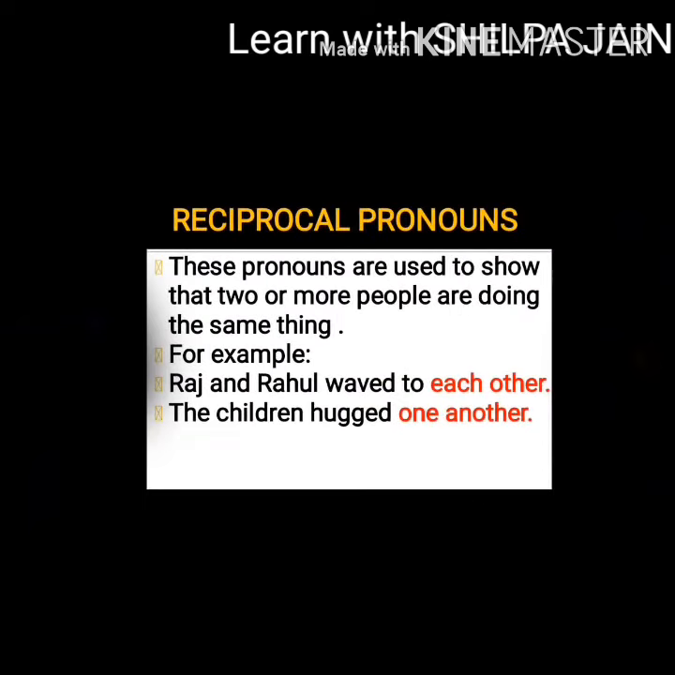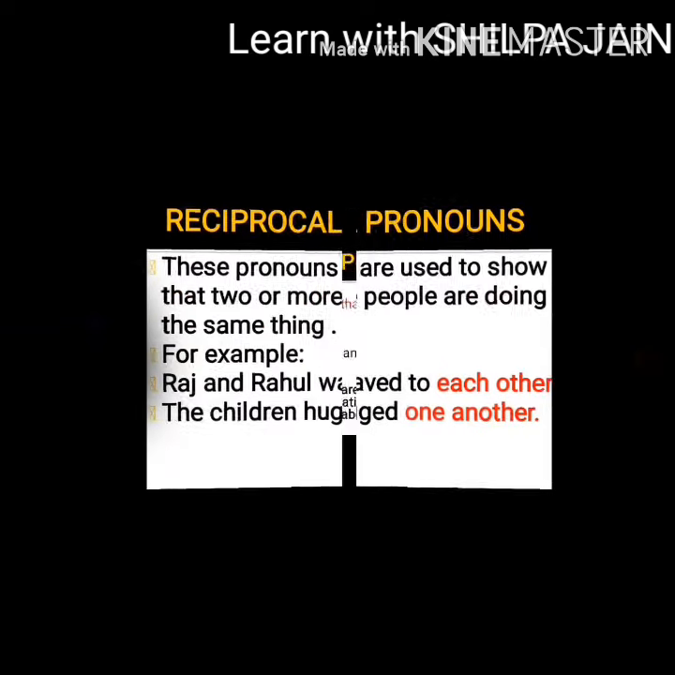Now see reciprocal pronouns. Reciprocal pronouns are those which are used to show that two or more people are doing the same thing. Like Raj and Rahul waved to each other. Here there are two persons, so we use each other. And if there are more than two persons, like the children hugged one another. Here there are more than two children, so we use one another.